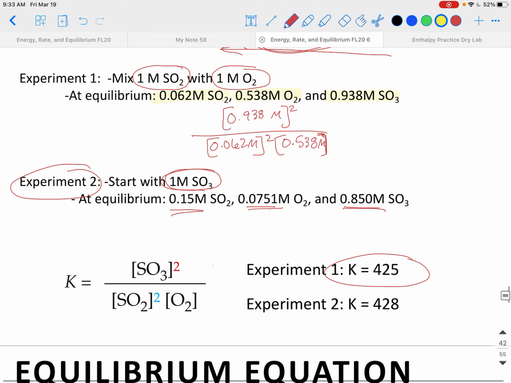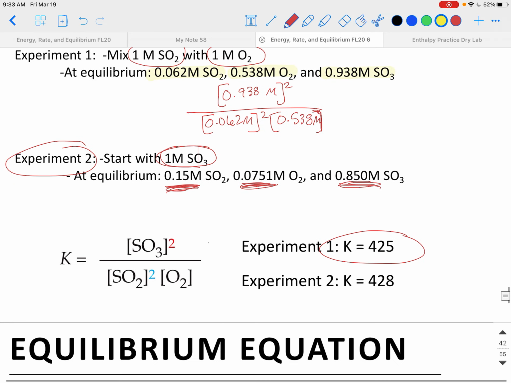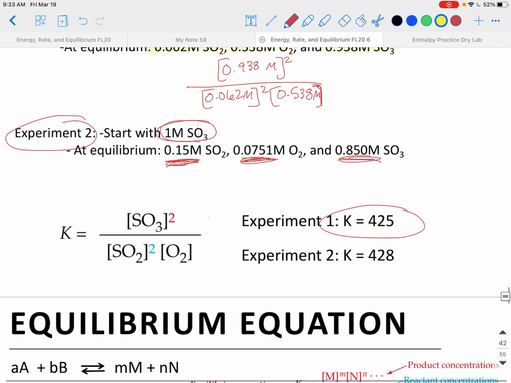That's what we're plugging into the reaction. So you would rewrite the reaction for experiment 2, plug these numbers in, the 0.15 molar, 0.0751 molar, 0.850 molar, just the way we did for experiment 1. I'm not going to take the time to write all that out. But when you do that and you square everything properly, products on top, reactants on bottom, you should get a K that's 428.